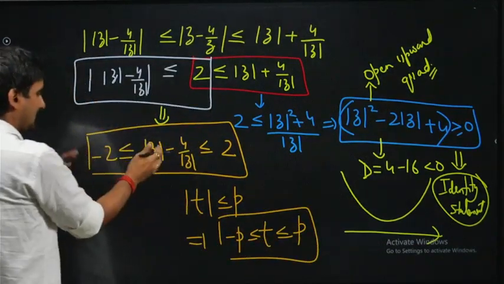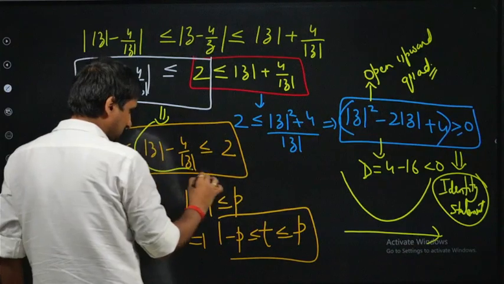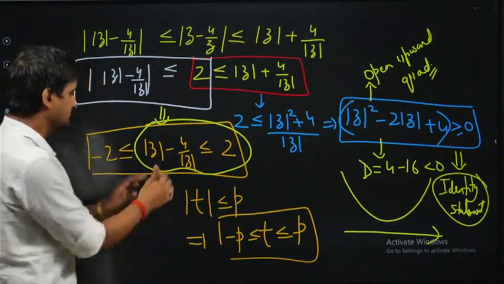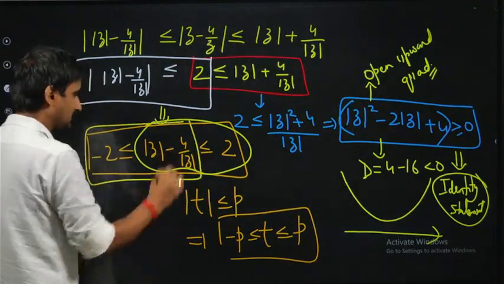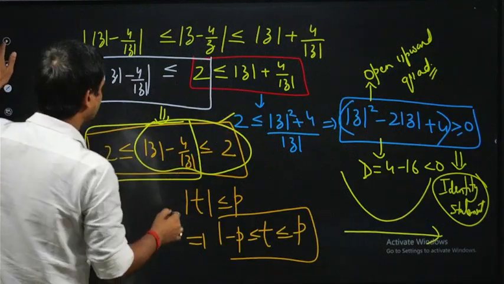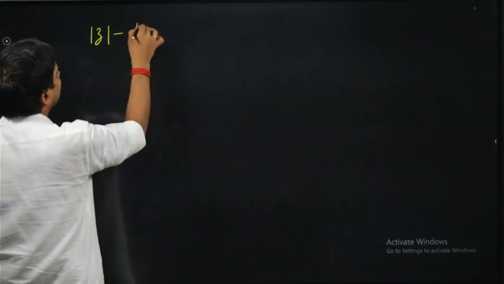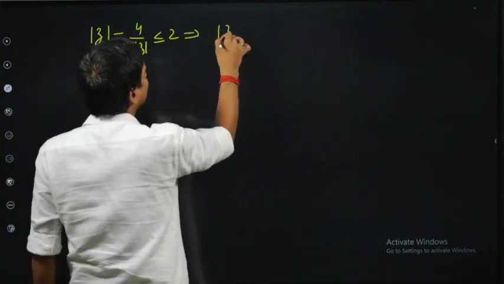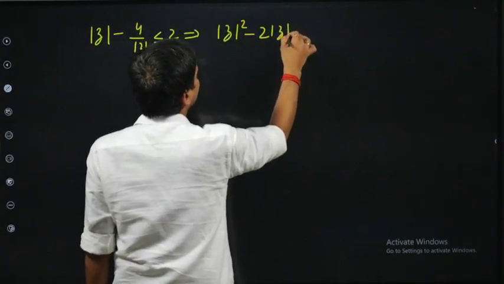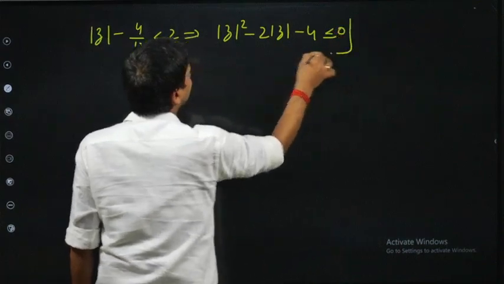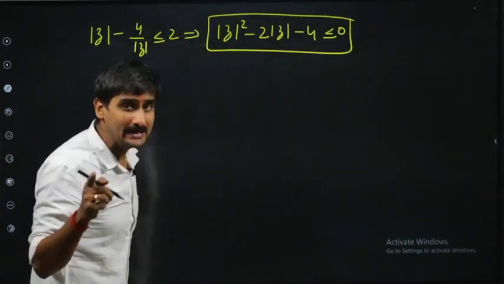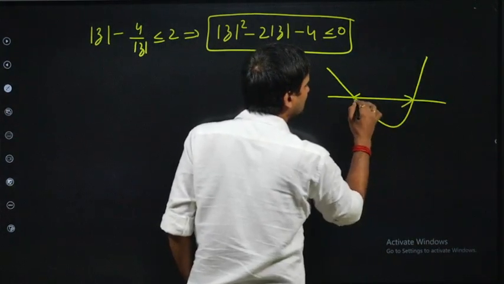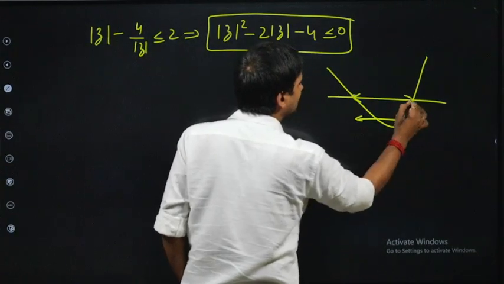Okay, so now again, these are two simultaneous inequalities. It is an AND statement, so we'll be solving them separately. First, solving this one: mod of (z minus 4)/mod z is less than or equal to 2. Cross multiply, take LCM: mod z square minus 2 mod z minus 4 is less than or equal to 0. Now again, an open upward quadratic to be negative, it is negative between the roots. So it is always negative between the roots.